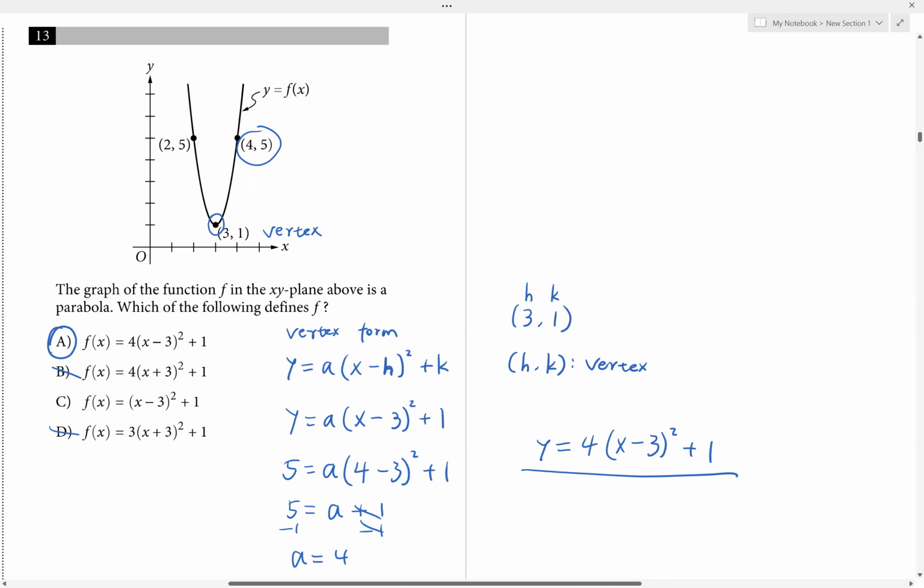We could also just try the answer choices by plugging in the points. Okay, so again, 2, 5 or 4, 5 have to work when you plug in for all the points. Okay, yeah, so for number 13, our final answer is letter A.